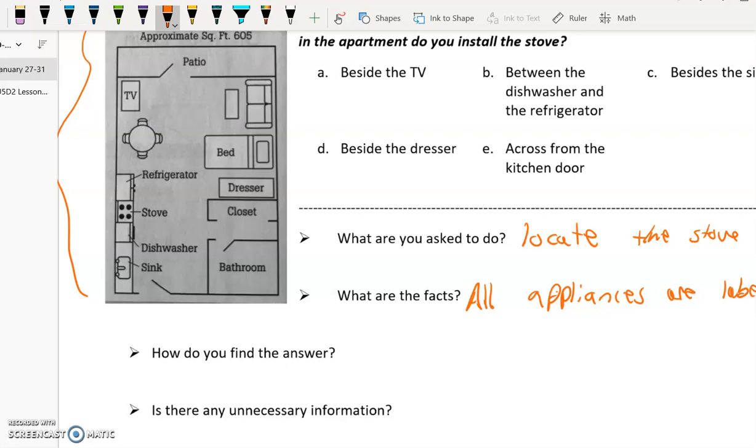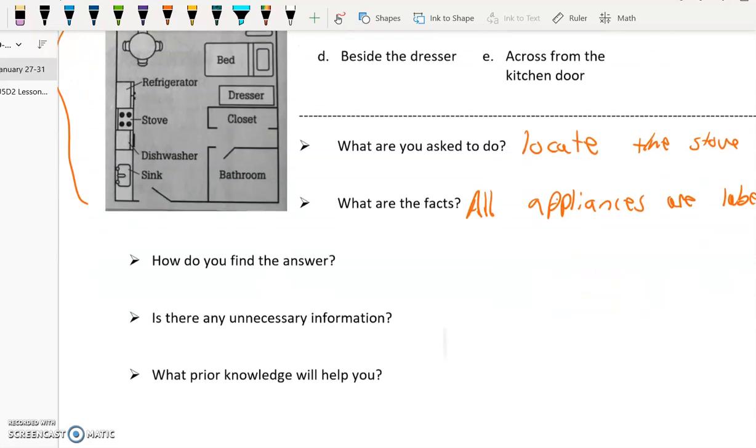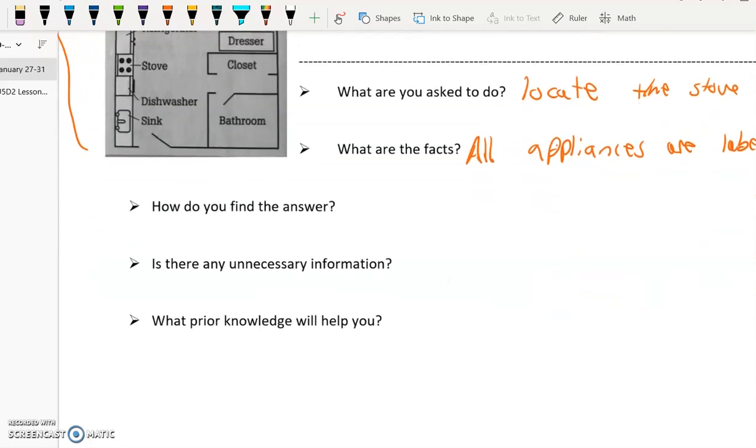Now there are some other furniture items or rooms that are labeled, but as far as the actual appliances go, we have the dishwasher, stove, refrigerator, TV. Those are our only appliances, and they are all labeled. So that's a given fact. They are actually all labeled.